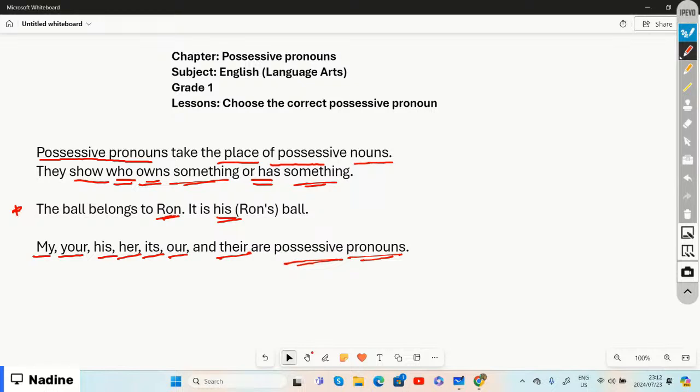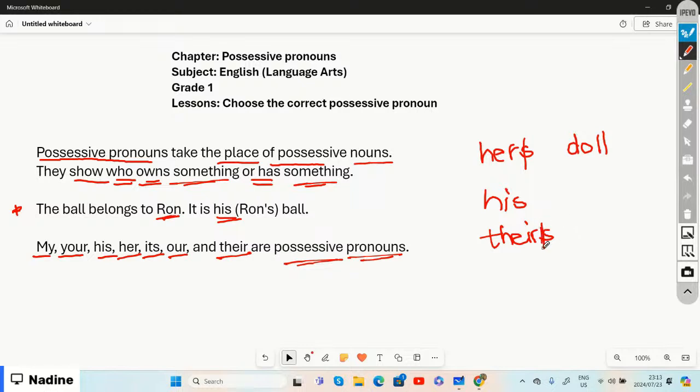All right. So once again, instead of saying it is Nadine's something, we can then say it is hers. Or we say it is his if it belongs to a boy. If it belongs to more than one person, we can say it is theirs. Either it's theirs or it's their ball. It's her doll.